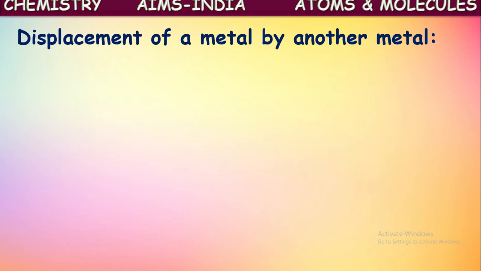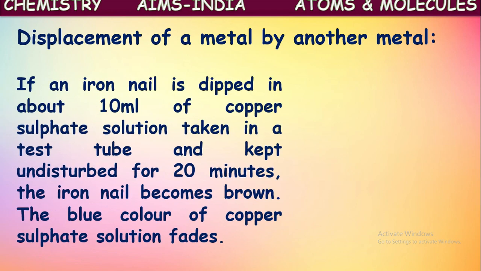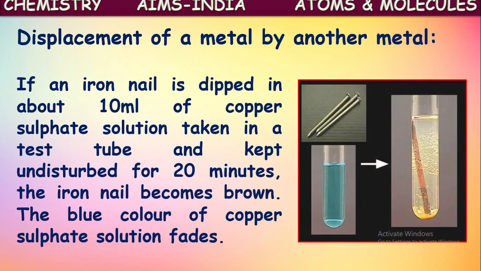Displacement of metal by another metal. Earlier we have seen displacement of hydrogen by metals in the acids. Here, metals can also replace less reactive metals. Let us see an example. If an iron nail is dipped in about 10 ml of copper sulfate solution taken in a test tube, and if it is kept undisturbed for a few minutes, around 20 minutes, the iron nail becomes brown.